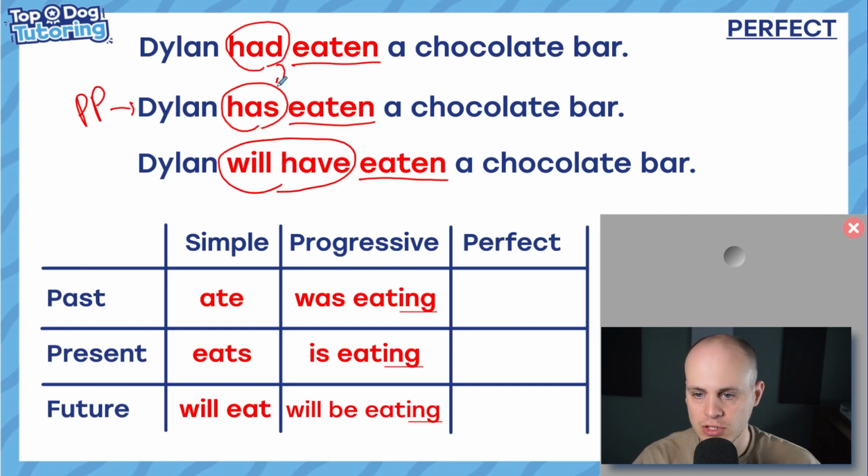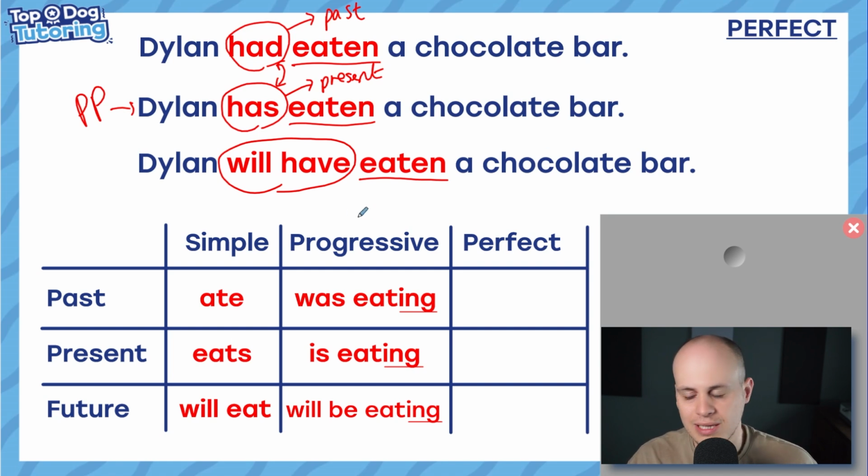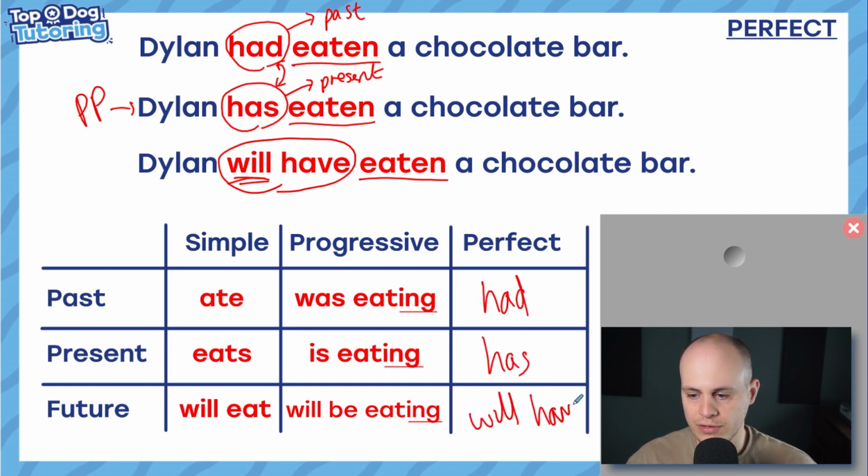Now, the biggest confusion I see with people learning this is the difference between had and has. You need to remember that had is only used for the past tense, and has is only used for the present tense. Okay, that's the really big key indicator. Will have eaten a chocolate bar still sounds like it's in the future because of that lovely word will. So I'm just going to put in here had, has, and will have, and you can fill in the verb yourself.